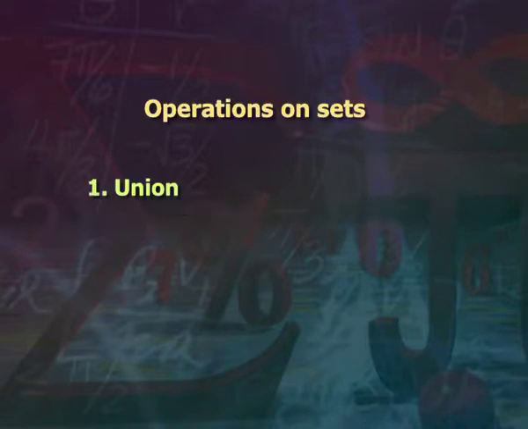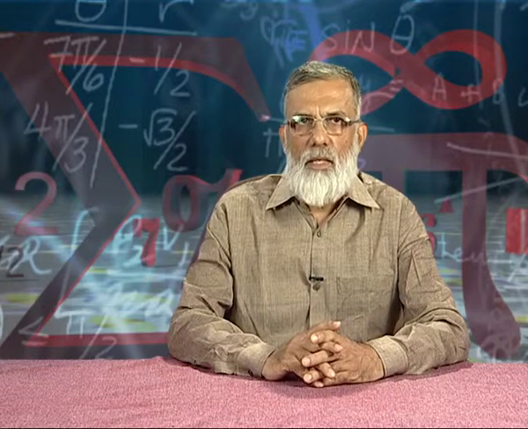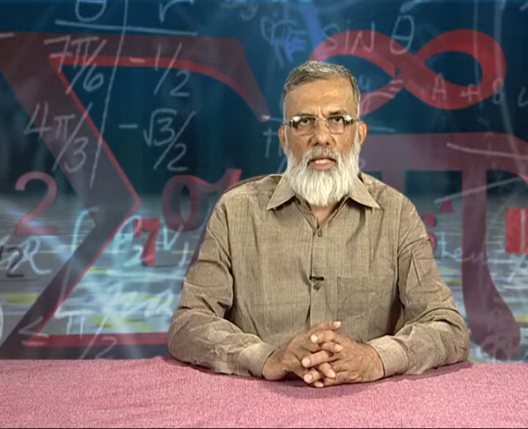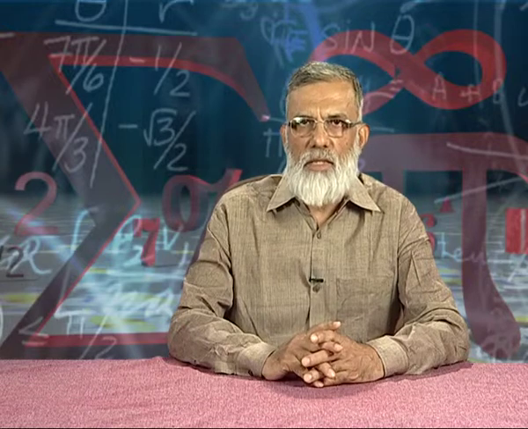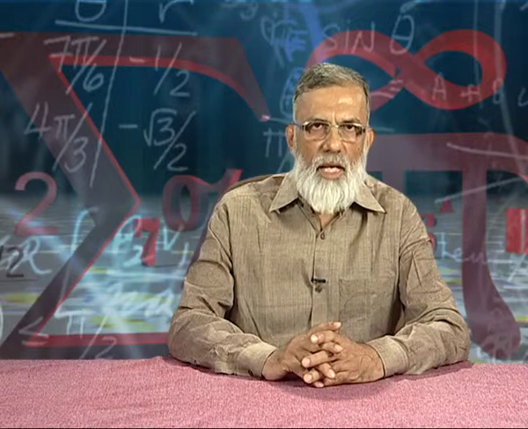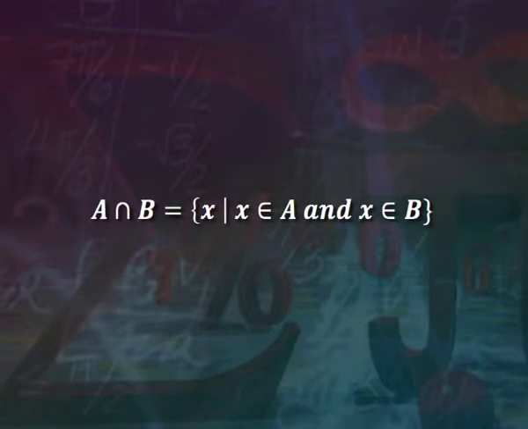2. Intersection. The intersection of two sets A and B is denoted by A intersection B and is the new set consisting of elements which are both in A as well as B. Thus, A intersection B is equal to the set of x such that x is in A and x is in B.